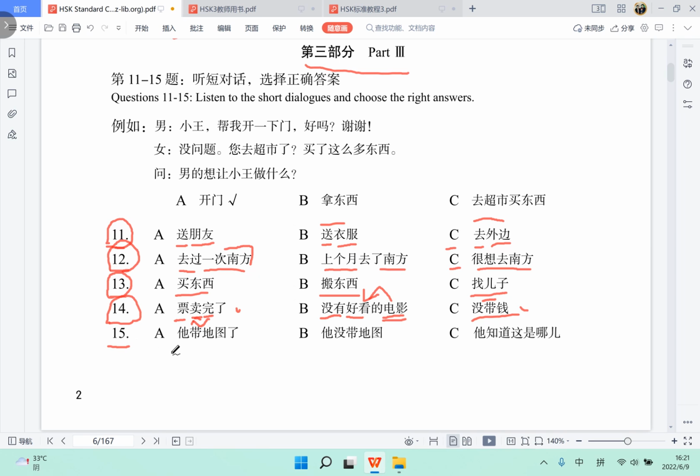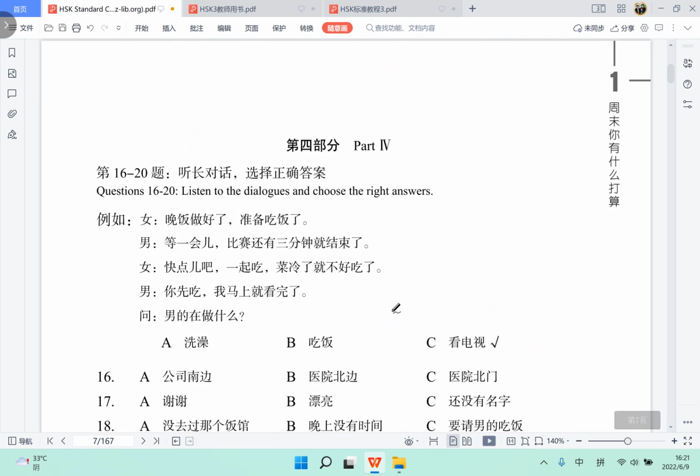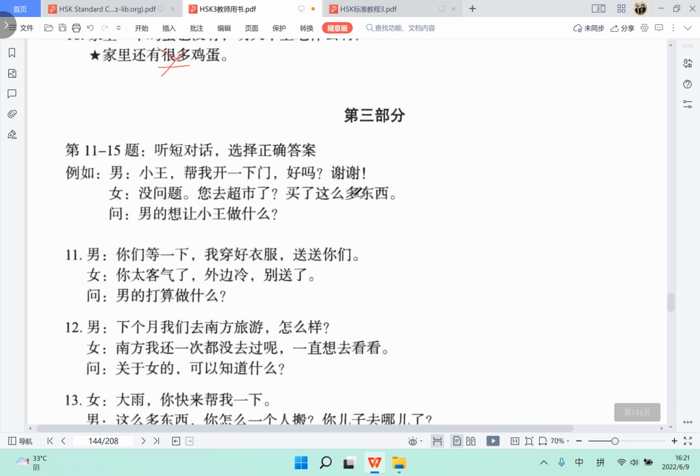Number 15: A 他带地图, he brought the map. B 他没带地图, he didn't bring the map. C 他知道这是哪, he knows where here is. 这是哪, where is this. So he's asking something about the map, 地图. Okay, let's check the script of the conversation.